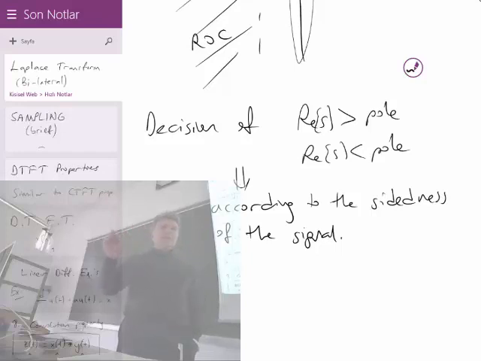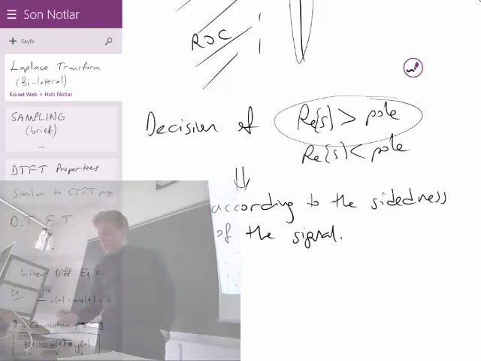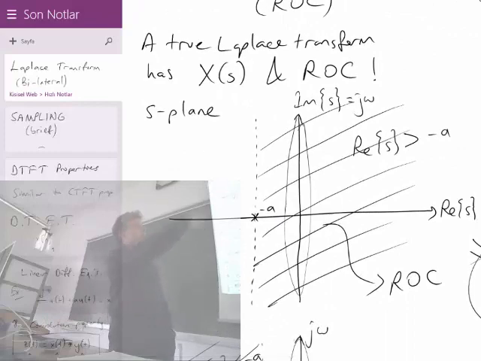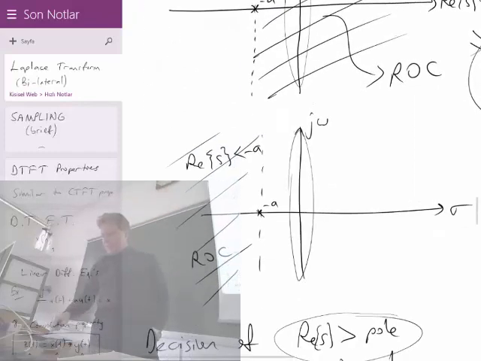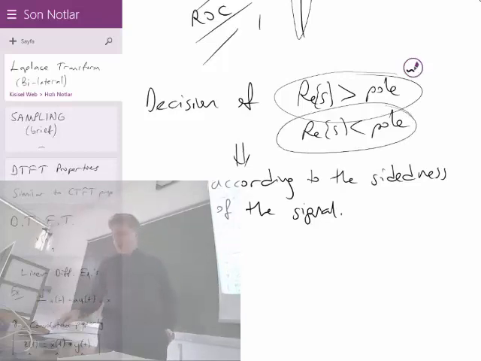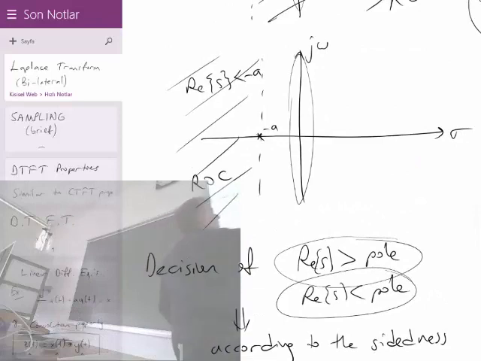e to the minus a t u of t. What sided signal is that? I have to say that it is right-sided. It extends from 0 to infinity. So if it is a right-sided signal that you have, then it is to the right of the pole, like this shape. If your signal is a left-sided signal expanding towards the left, like minus e to the minus a t u of minus t, u of minus t is a left-sided sequence. Therefore, you have to choose to the left of the pole, like this shape.